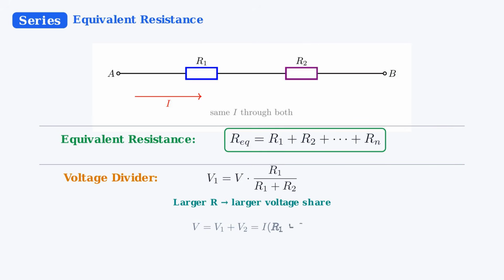This leads us to the voltage divider rule. V1 equals V times R1 over R1 plus R2. The larger the resistor, the larger its share of the total voltage.